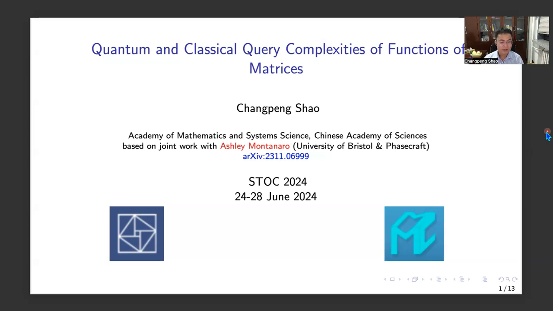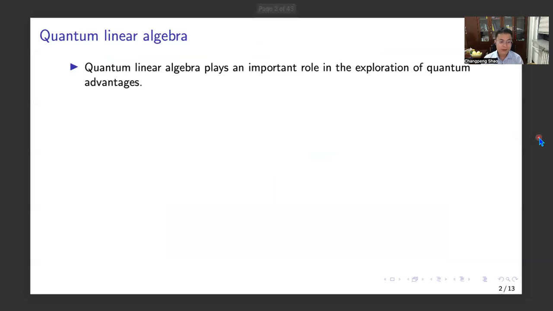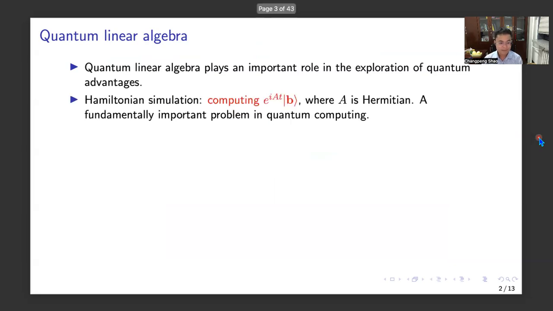It is about quantum and classical query complexities of functions and matrices. As you may know, quantum linear algebra plays a very important role in the exploration of quantum advantages. For example, the Hamiltonian simulation problem, in the language of quantum linear algebra, we try to compute the exponential function e to the iAt. Here, i is the imaginary unit and A is a Hermitian matrix. This is a fundamentally important problem in quantum computing.